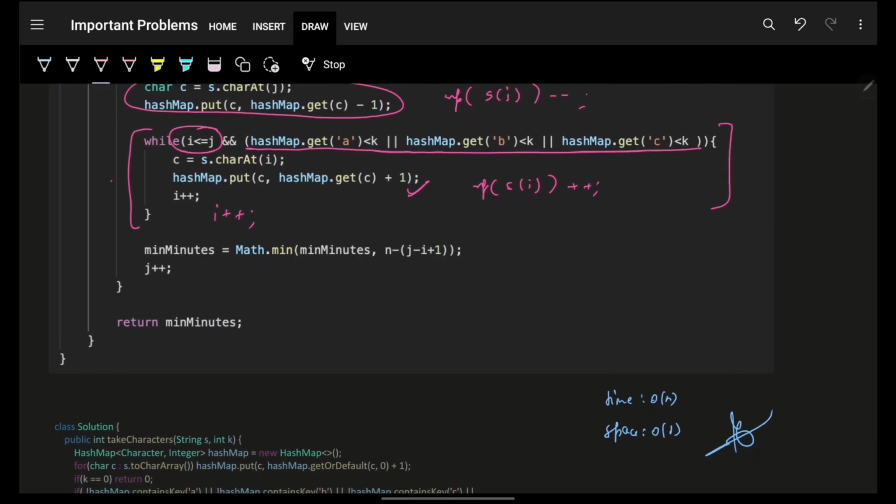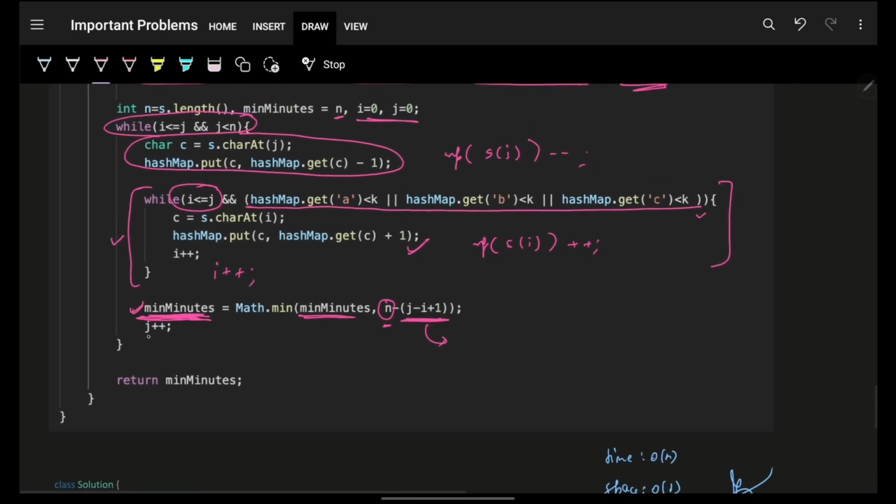And then when you have shrunk it, which means you have achieved a correct configuration of A, B and C frequency, simply minimize your minimum minutes, which means minimum minutes will be n as a total length. This is the window length which you are removing. So j minus I plus 1, you will simply remove it, and this is n. Thus simply you will minimize the minimum minutes and then increase your j for the next iteration, ultimately getting the minimum minutes.